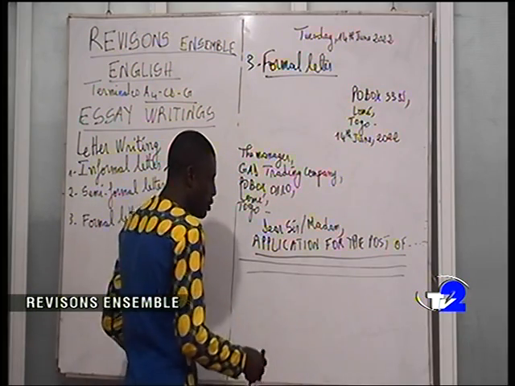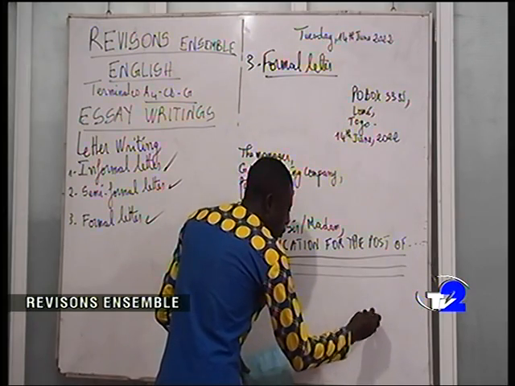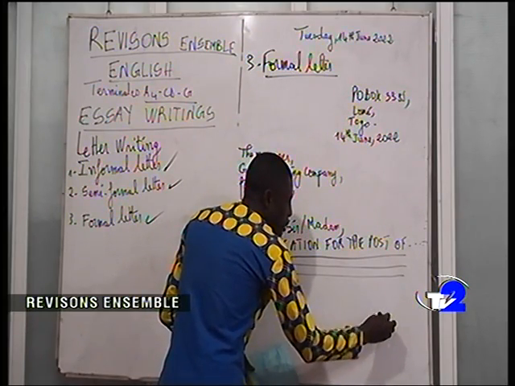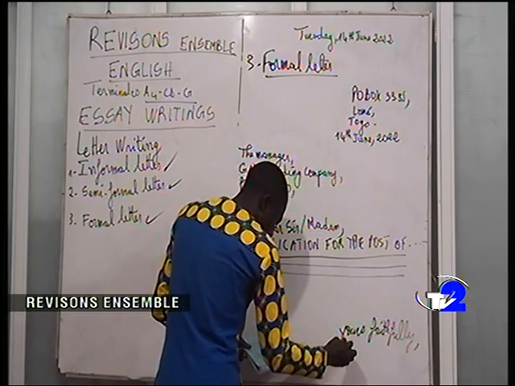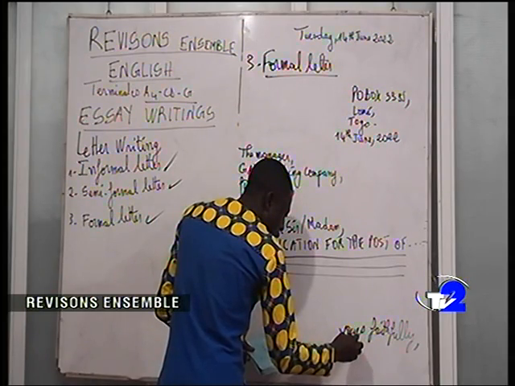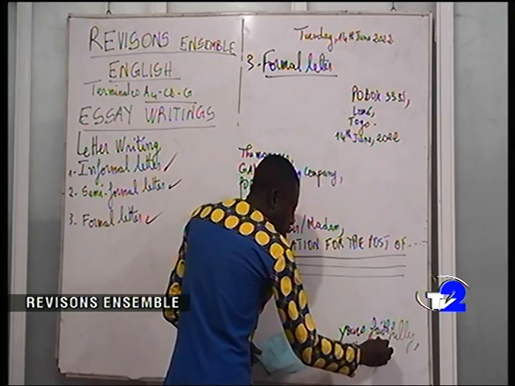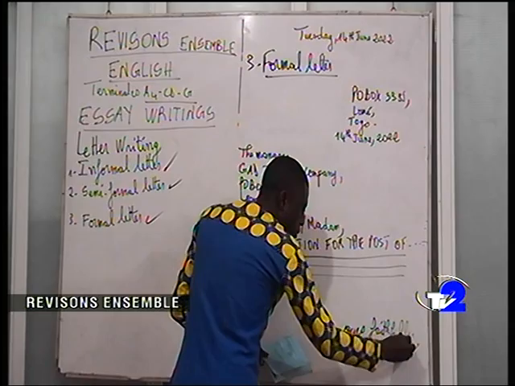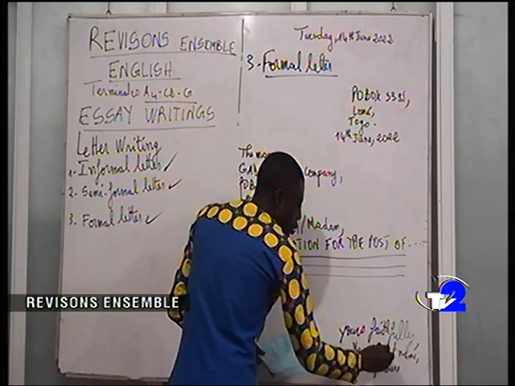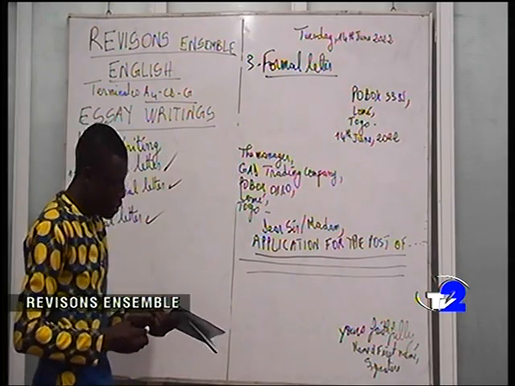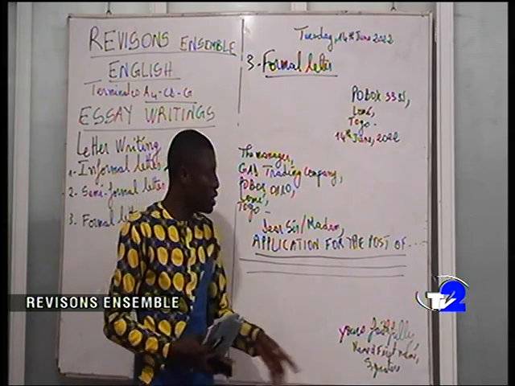Now here, when you finish, you write yours faithfully. Yours faithfully, comma. Now you put your name and first name, and you put a signature. Okay, you see, you put yours faithfully. Very important. Yours faithfully is very important.